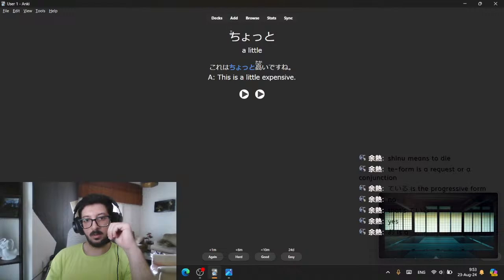「これはちょっと高いですね。」Oh, chotto. ちょっと、これはちょっと。これはちょっと高いですね。This is a little expensive. これは, this. ですね. ちょっと, a little. And 高い, expensive.